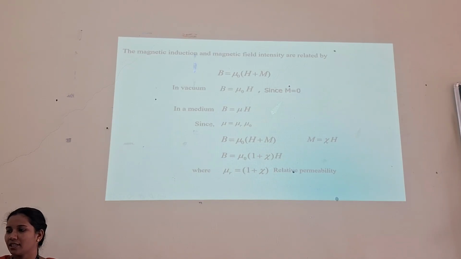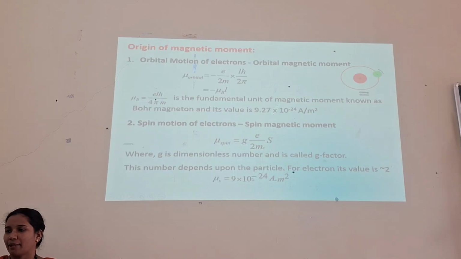We can see the relation here: magnetic induction and magnetic field intensity are related by B is equal to mu naught into H plus M. After deriving, substituting mu is equal to mu r into mu naught, we will get mu r is equal to 1 plus chi, which is the relation for relative permeability. Origin of magnetic moment. This is the first topic in this unit.